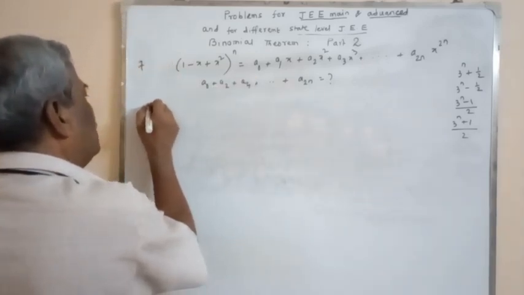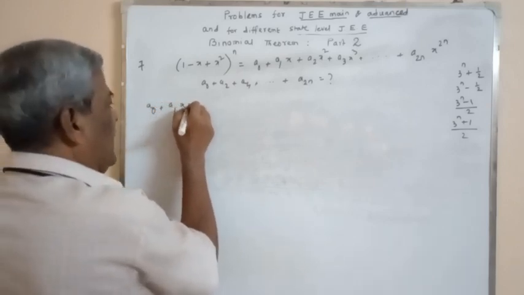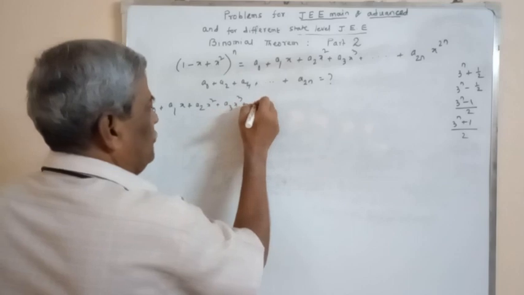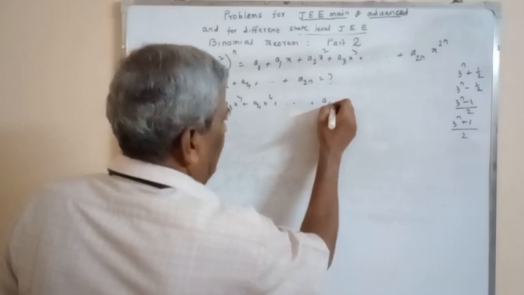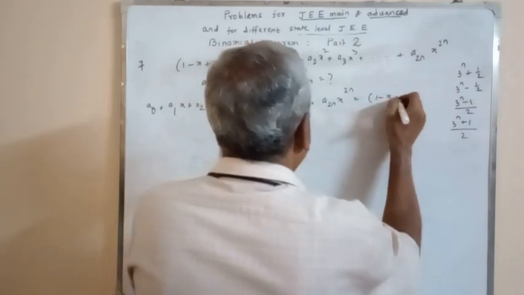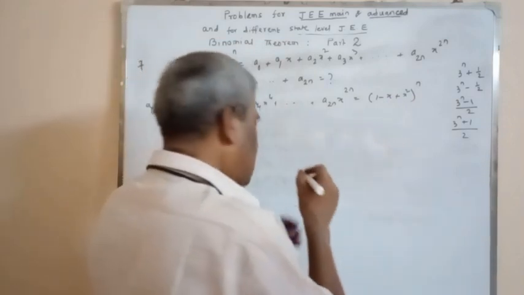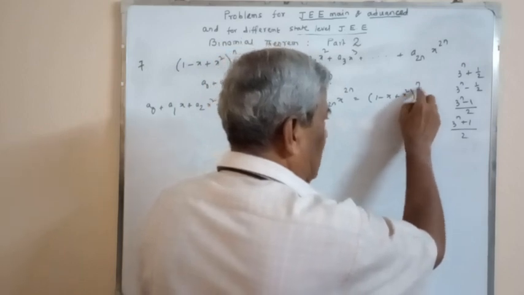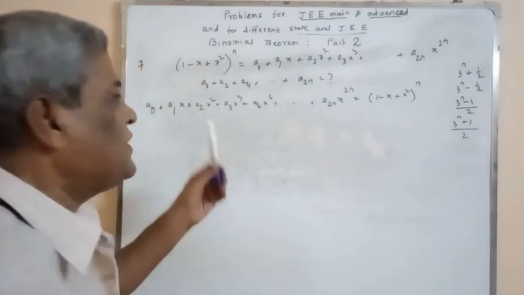We can write a0 plus a1x plus a2x square plus a3 x cube plus a4 x to the power 4 up to a2n x to the power 2n is equal to (1 minus x plus x square) to the power n. Its last term will contain x square to the power n, that is x to the power 2n. So it is a formula.